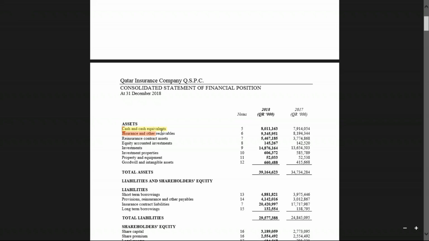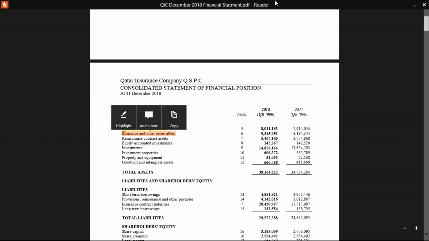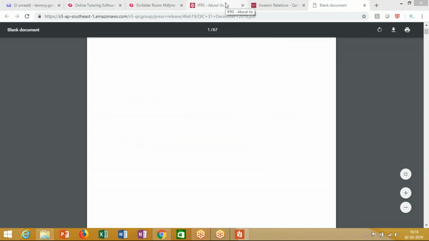So the next part is insurance and other receivables. This is something we need to check whether this comes under IFRS 9 or not. Right? So we'll go for a check over here. Let me close this.